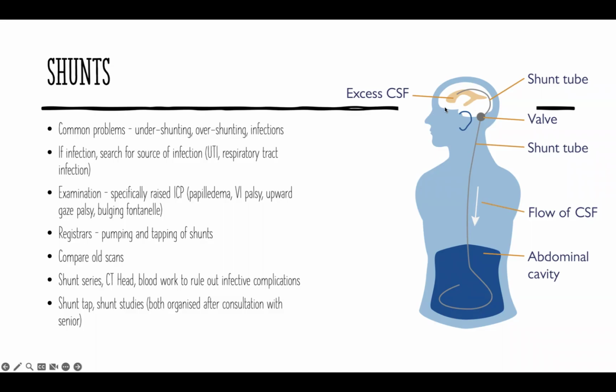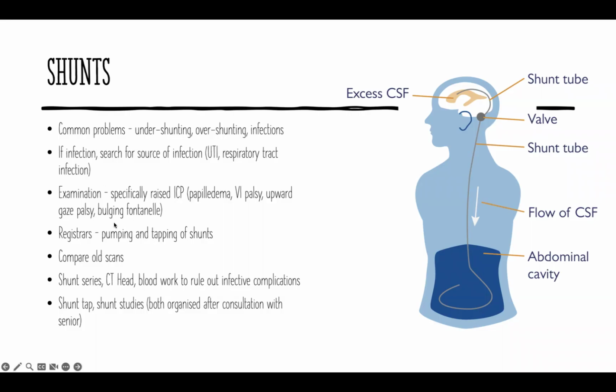The patient can have headaches. They can actually get subdural bleeds. Undershunting can be due to issues with the shunt itself, disconnections, blockages, and that causes fluid buildup within the brain, or infections. And usually, if the shunt was placed a long time ago, we try to find out where the infection has come from, whether it's urine or respiratory or other sources.